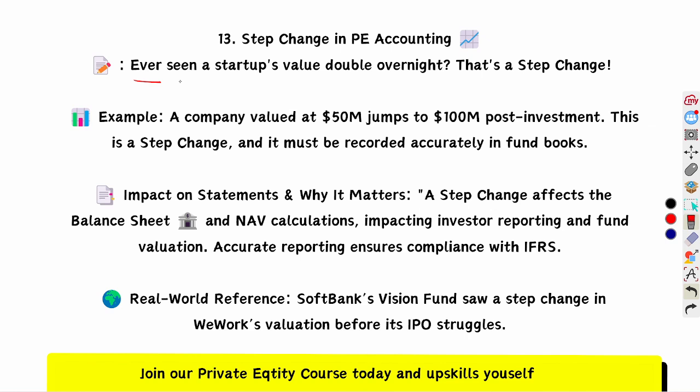If you see a sudden change in security prices, which could be, let's say, an increase in price by 2x or 3x, or overnight the stock price has changed very drastically, that price change we can call a step change. For example, let's say a company valued at 50 million jumps to 100 million post investment. This is a step change, and it must be recorded accurately in the fund's books.